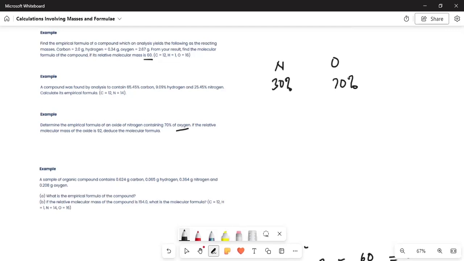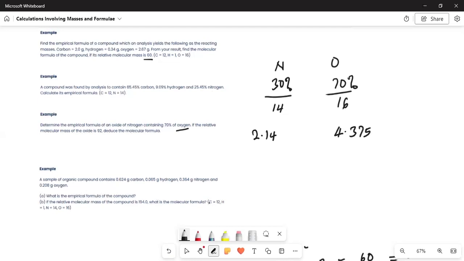Since oxygen is 70% according to the question, nitrogen should be the remaining 30%. Now the mole ratio of each of these will be the percentage by mass divided by the relative atomic mass. That of nitrogen is 14 and that of oxygen is 16. So 30 divided by 14 is 2.14 approximately. And 70 divided by 16 is 4.375.